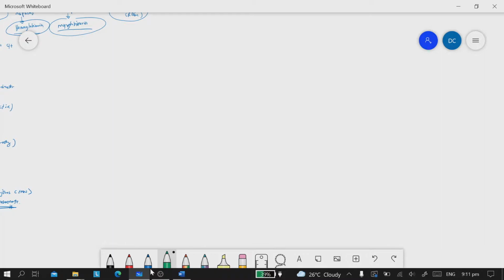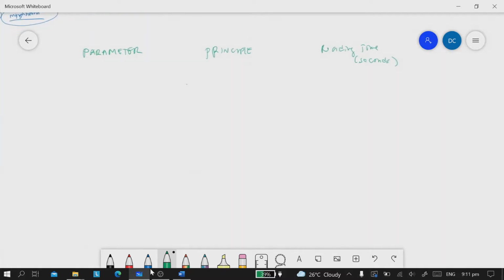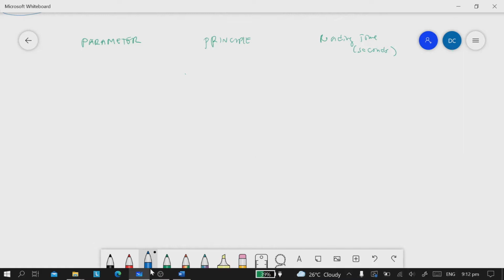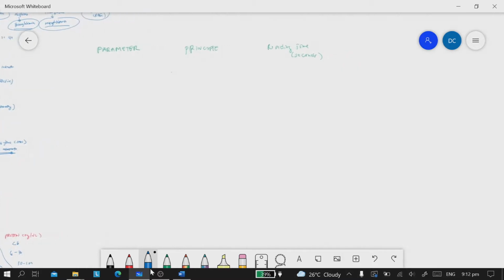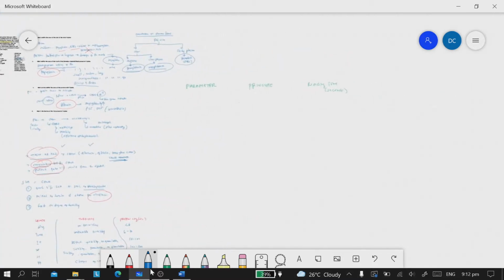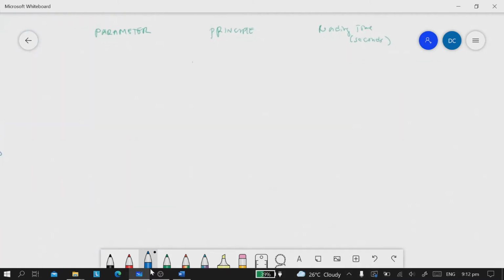So, to sum up all the chemical parameters, now we will create a table. Parameter, and then principle. Reading time. This is in seconds. Alright. So we will arrange them in terms of its reading time from the lowest to the highest. Para dali siya i-memorize.